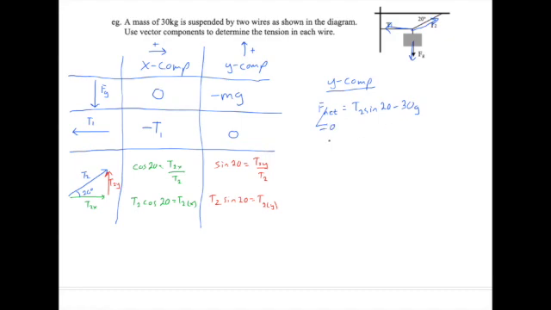Now I can add 30g to both sides to move that to the other side. So 30g equals T2 times sine of 20. If I divide both sides by sine of 20, that gives me T2. So I get 30g divided by sine 20, and that's going to equal my value of T2. And if we calculate that one out, we get 860 newtons. Now we only have 2 significant digits, and so I'll just go to 0.86 kilonewtons for my T2.